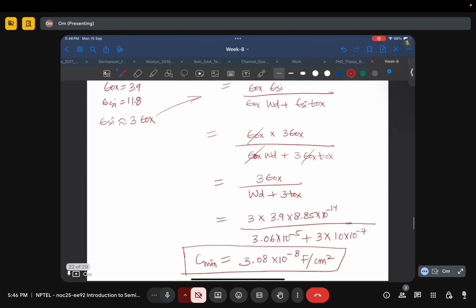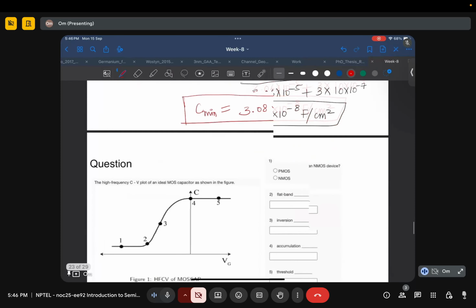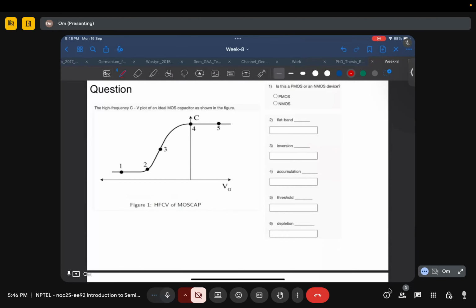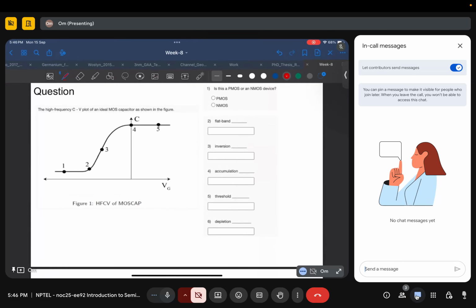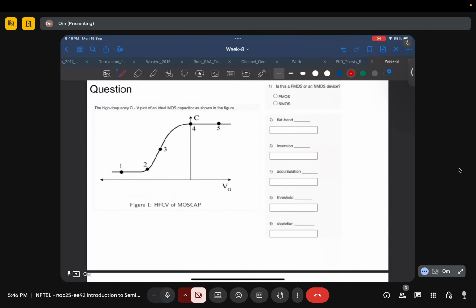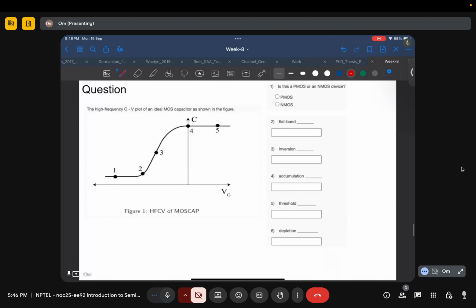Okay, so let's see the next one now. The high frequency CV plot for an ideal MOS capacitor is shown in the figure. So we have to answer these 6 questions based on this figure.